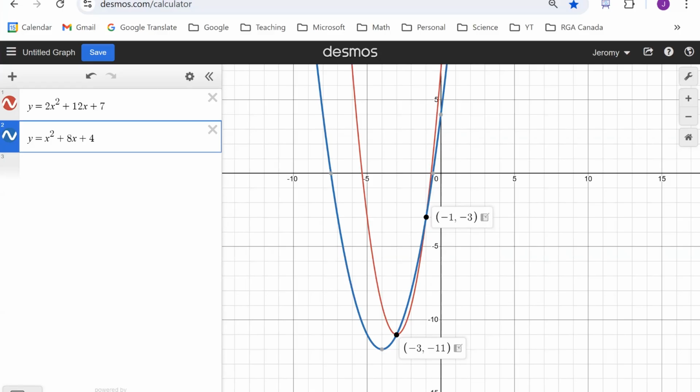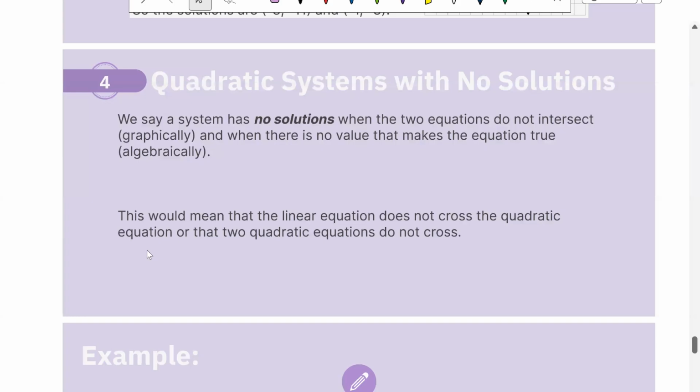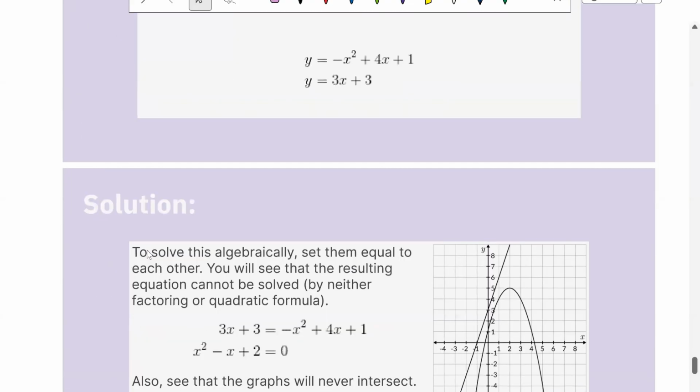If you have time to check your work, definitely do the graphing method and the algebraic method if you have time. If you don't have time, that's perfectly okay. Now, if there's no solutions at all, the graphs will never cross. And if we solve this algebraically, we get x squared minus x plus 2 when we end up setting these two equal to each other and then solving it for 0.